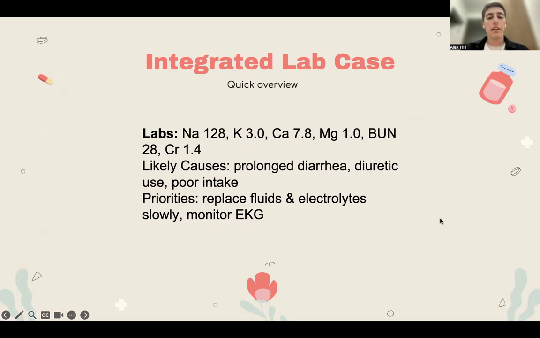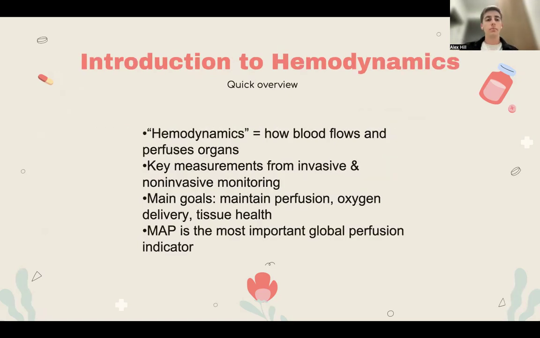You're going to have that diuretic use, getting rid of a lot of potassium and sodium, poor intake, right? You have a low magnesium here, so you're not eating as much of it as you should, which could also contribute to the low values of the other electrolytes. So what are you going to do? Replace with fluids because they're dehydrated. Replace with electrolytes slowly, and you want to monitor their EKG because you're going to be giving them potassium.